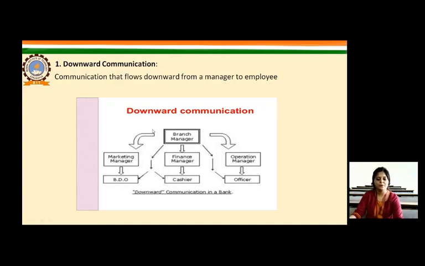So as you can see in this picture, we have a branch manager. This is the downward communication in a bank. Suppose any ABC bank we have. So the branch manager is the top managing authority here. The branch manager passes on the information to the marketing manager, the finance manager, and the operations manager, who are all under him. Now, the finance manager, after getting due information from the branch manager, passes it to the cashier, and the operations manager to the officer, and the marketing manager to the BDO.